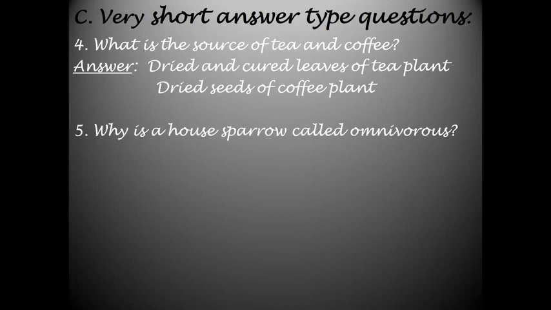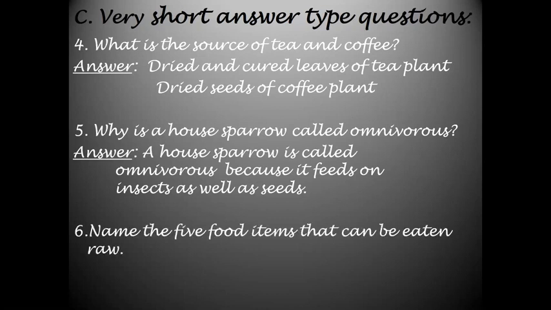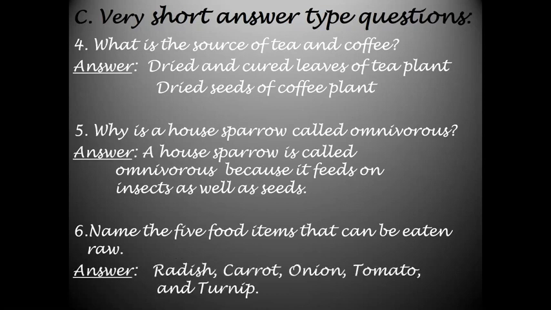Question 5. Why is a house sparrow called omnivorous? A house sparrow is called omnivorous because it feeds on insects as well as seeds. Name the 5 food items that can be eaten raw. The answer is radish, carrot, onion, tomato, and turnip.